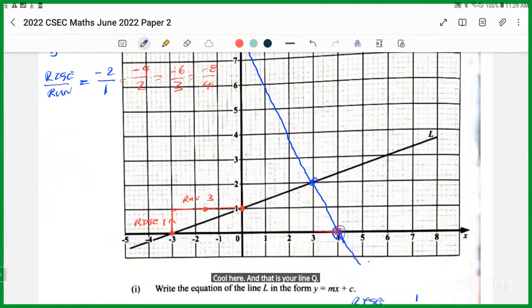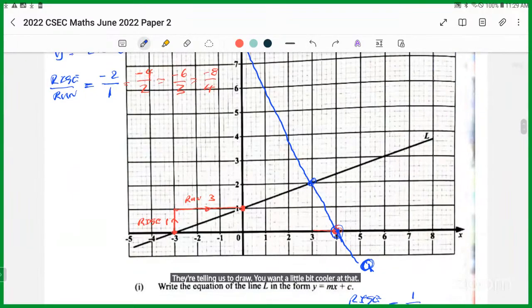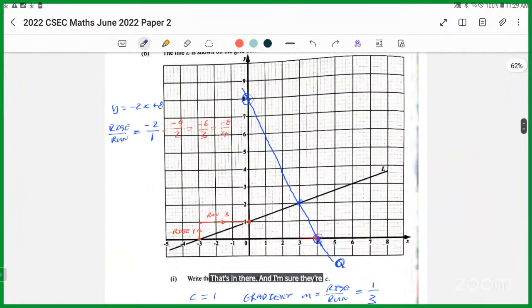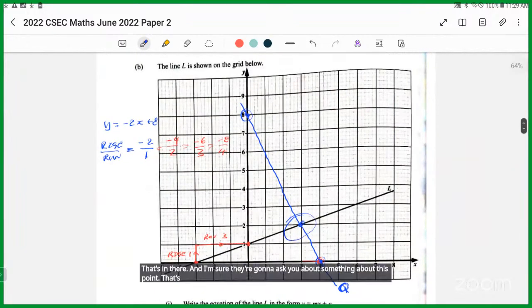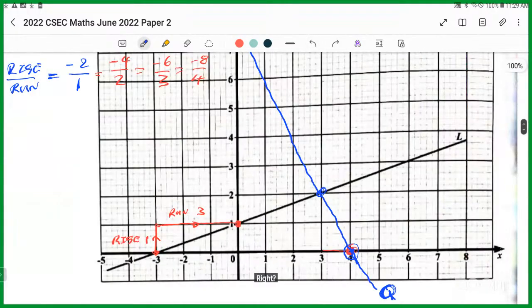That's a line Q. And they're telling us to draw, and you want to label it Q like that. That's a line. Right? And I'm sure they're going to ask you something about this point. That's the point of intersection of the two lines, which is the point... no, 3, 2. Sorry, 3, 2. So this point is 3, 2. As you can see, this point of intersection at 3, 2.